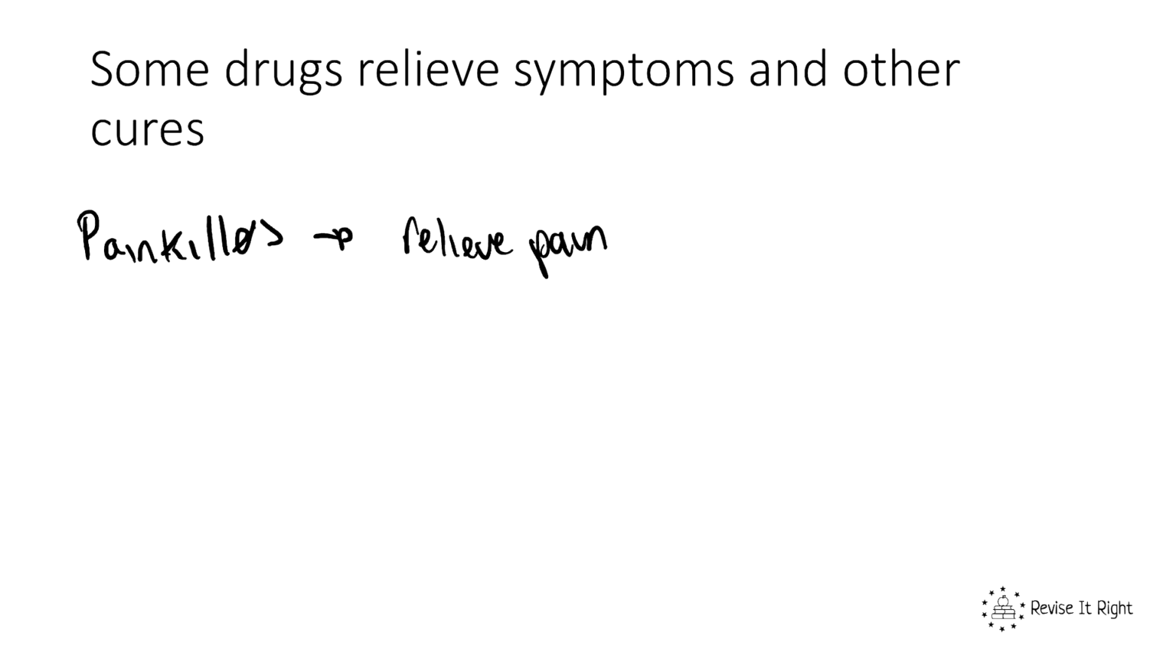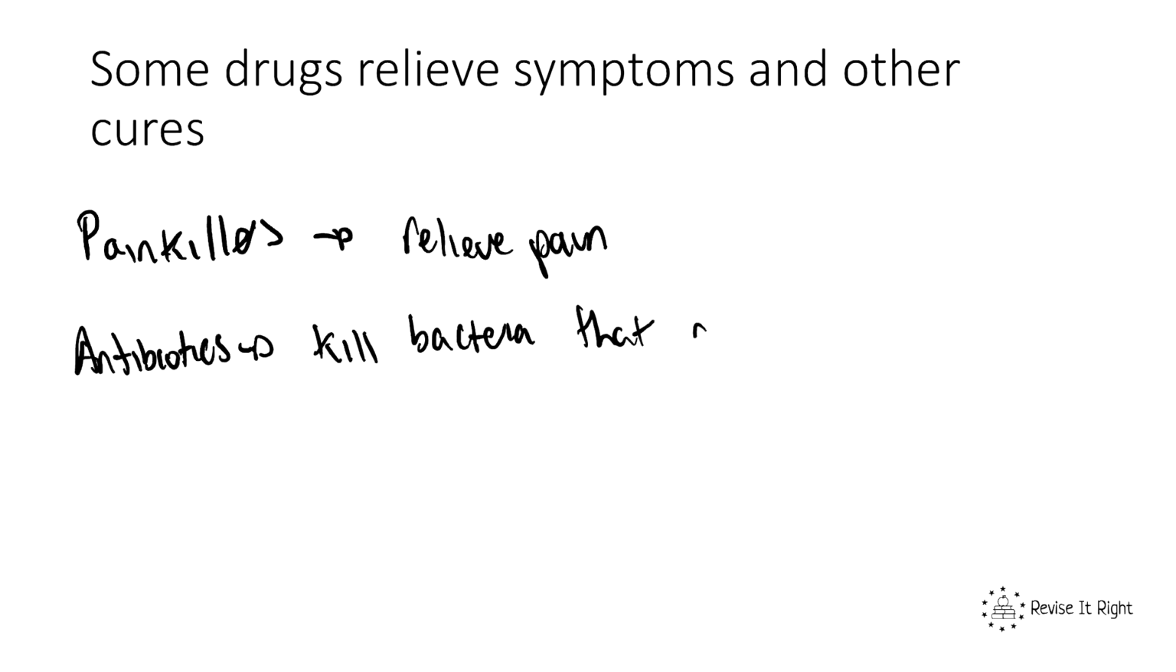Other drugs, however, actually do reduce the symptoms by tackling the underlying cause. So for example, antibiotics, they actually kill or prevent the growth of bacteria that are causing disease. So for example, in previous videos we've looked at salmonella and gonorrhea as being examples of diseases caused by bacteria. We can use antibiotics to kill these bacteria or to stop them from dividing and growing to really deal with the problem, to try and cure. Okay, so that's what we mean when we say some drugs just relieve, i.e. painkillers, and other drugs actually provide a cure, i.e.